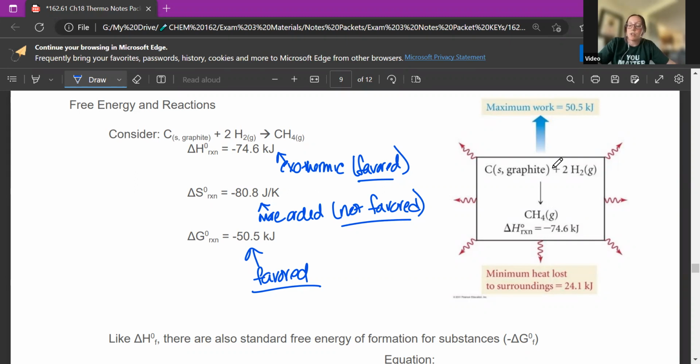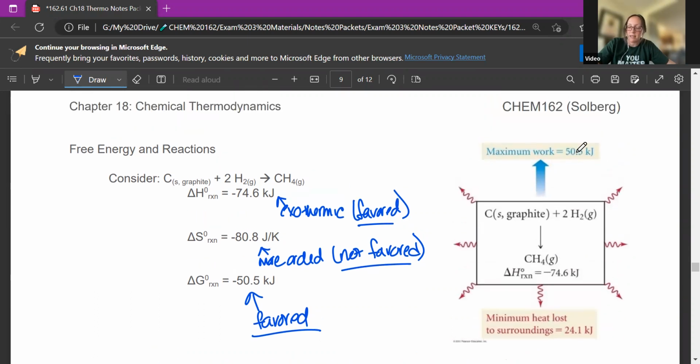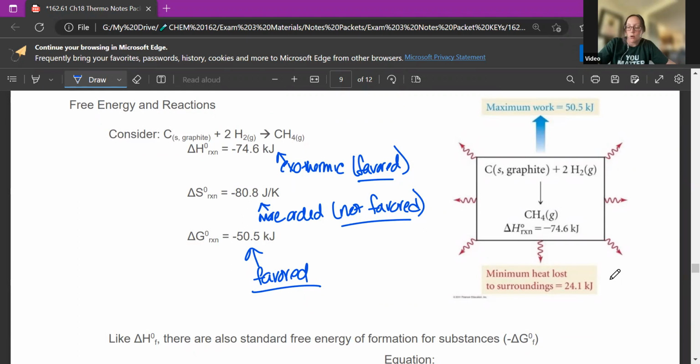Okay. This is kind of just like a visual for this process happening. We've got the chemical reaction in here. It releases heat. That's what these little squiggly lines are. Minimum heat loss of the surroundings is 24.1 kilojoules. And it can do 50.5 kilojoules of work, or those added together essentially have to be 74.6. So it loses heat, or it can do work.